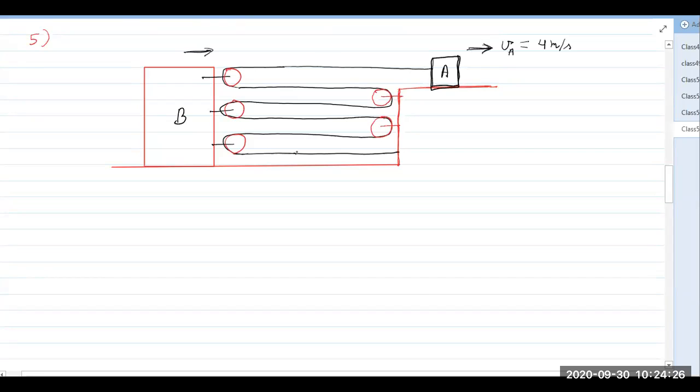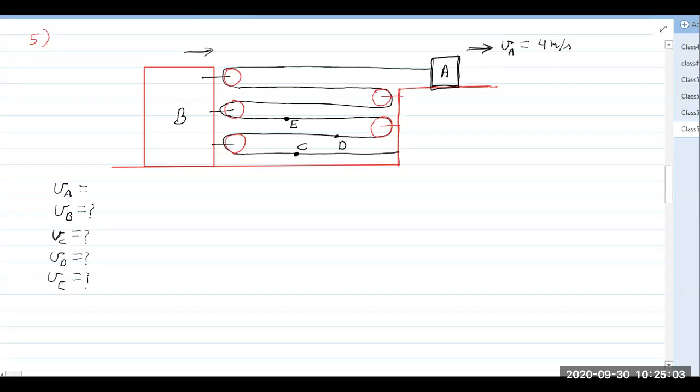Suppose we have a point C here, a point D here, and a point E at this point. What we have to find is the velocity of point A, velocity of point B, velocity of C, velocity of D, and velocity of E. Velocity of A is given, and all the other things we have to find.